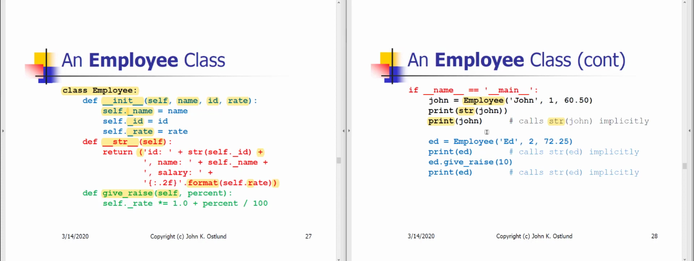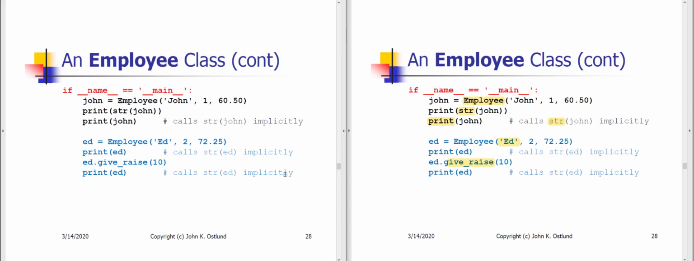Okay, so all we're doing with this employee John is to create the employee and then display the information about the employee 2 times. For this next employee, Ed, we are creating Ed and displaying Ed. Then we're going to give Ed a 10% raise and display Ed again. All right, so let's see what we see on our screen when we run this code.